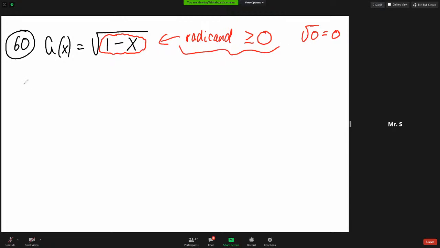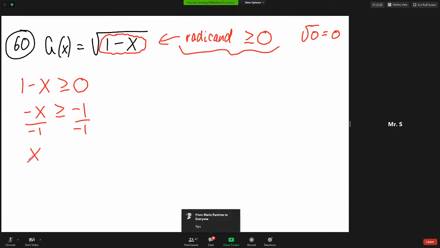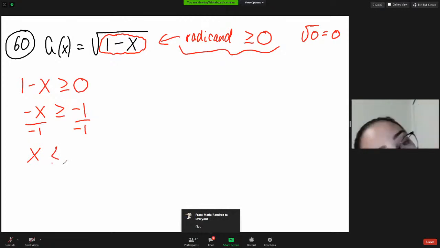That will give us our domain. So in our case, the radicand is 1 minus x, and we want it to be greater than or equal to 0. So again, a little bit of algebra that we have to remember. We can move the 1 to the other side or subtract 1 on both sides. So negative x is greater than or equal to negative 1. We want x by itself, so we have to divide both sides by the coefficient of negative 1. So what happens with our sign here? It flips. x less than, yeah. So it becomes less than or equal to.